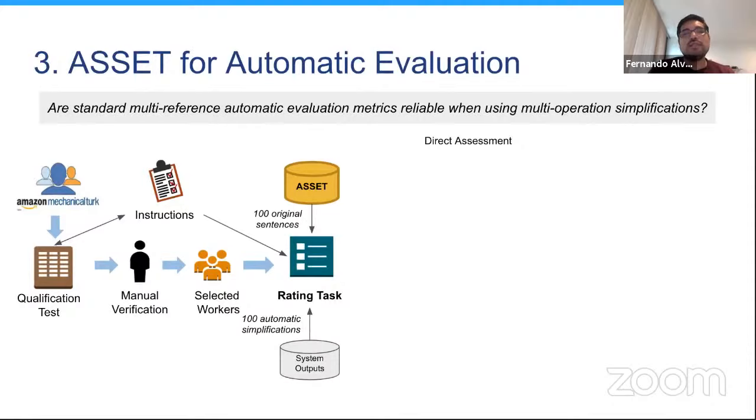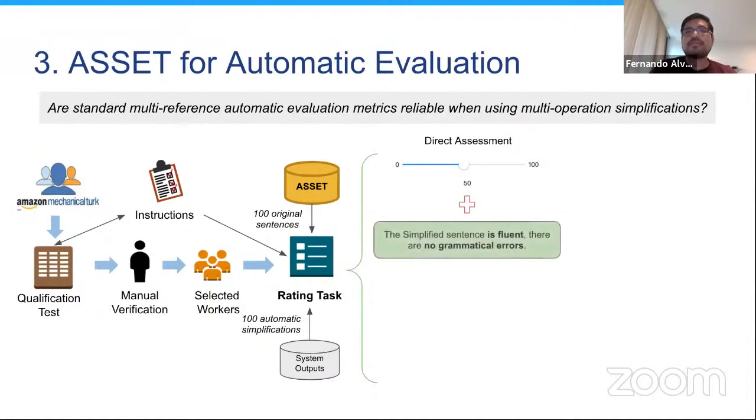So what we did was we picked 100 original sentences from Asset, randomly selected, and 100 automatic simplifications from system outputs that are publicly available. And then we gave those to raters and we asked them to evaluate their quality using a continuous scale, which is what direct assessment does. So you use a continuous scale between 0 and 100. And you have to use that scale to show your level of agreement with some statements.